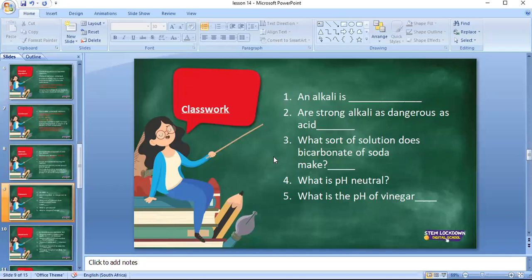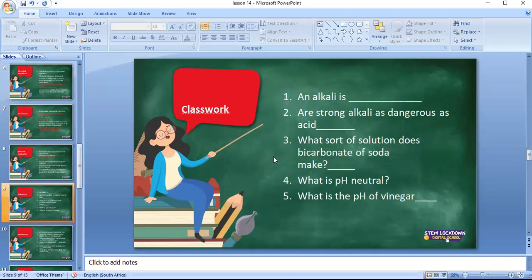Besides Unkabetsi, can I have anyone to do the classwork with me? Who wants to do the classwork with me? I'm waiting for a hand to be up so that we can do a classwork. With the classwork, you just fill in the missing word or the missing answer. So they're saying to you there, an alkali, what do you know about an alkali?